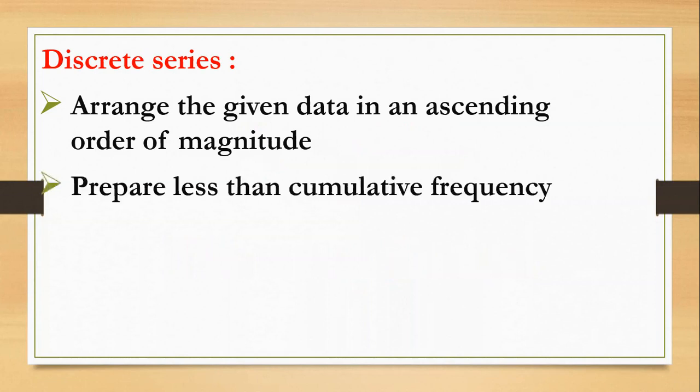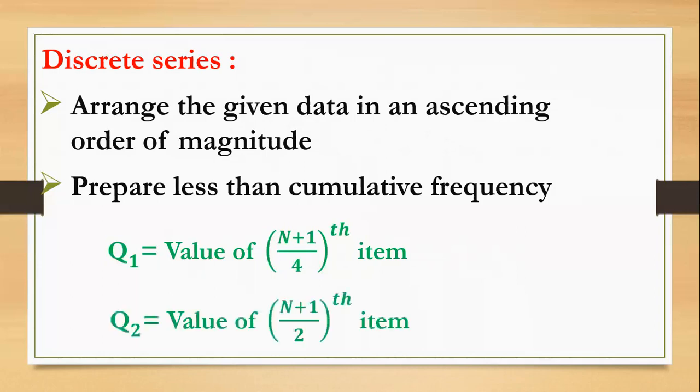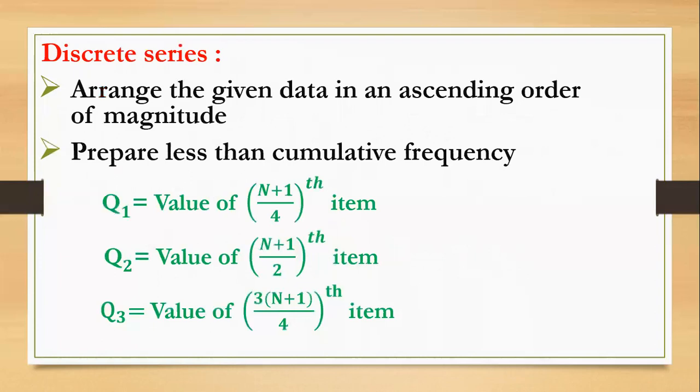Then prepare the cumulative frequency table. The Q1 formula is the value of the (n plus 1) by 4th item in the cumulative frequency, Q2 equals the value of the (n plus 1) by 2 item, and Q3 equals the value of the 3 into (n plus 1) by 4 item. In the discrete series, capital N is the total frequency. These values represent the x.